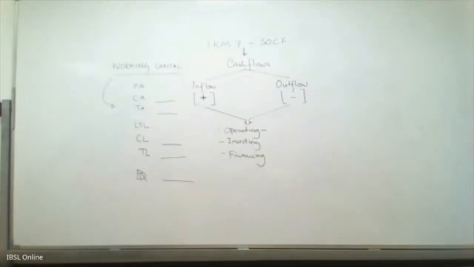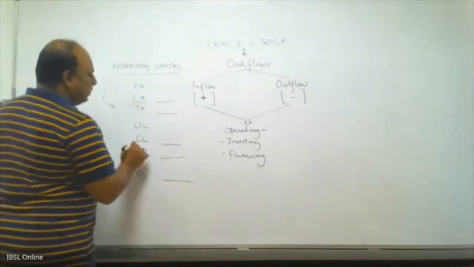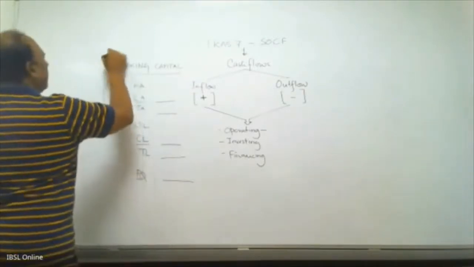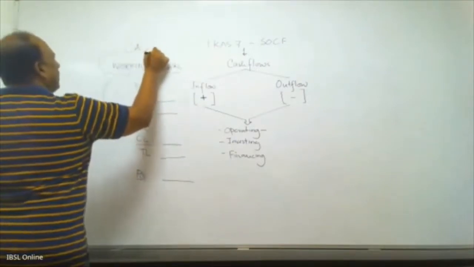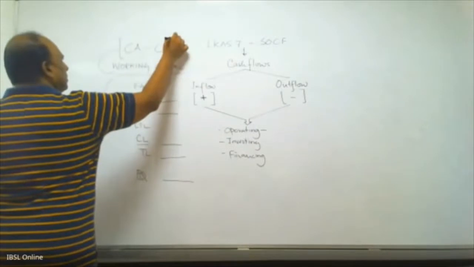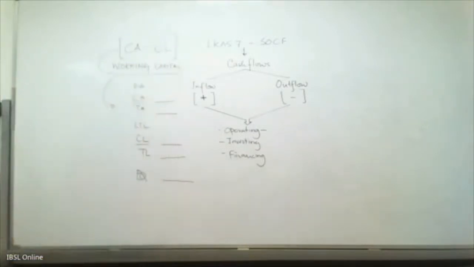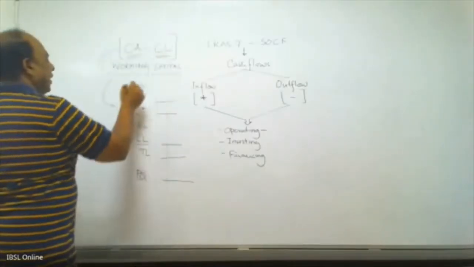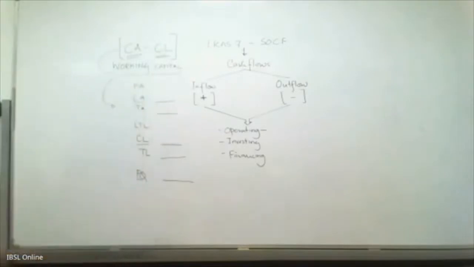Under LKS 1, we learned all this. What are current assets? What are current liabilities? Right? So working capital is actually current assets minus current liabilities. Right? So we learned something called current ratio. What is current ratio? Current assets divided by current liabilities. So from where do you get it? From the balance sheet, right?